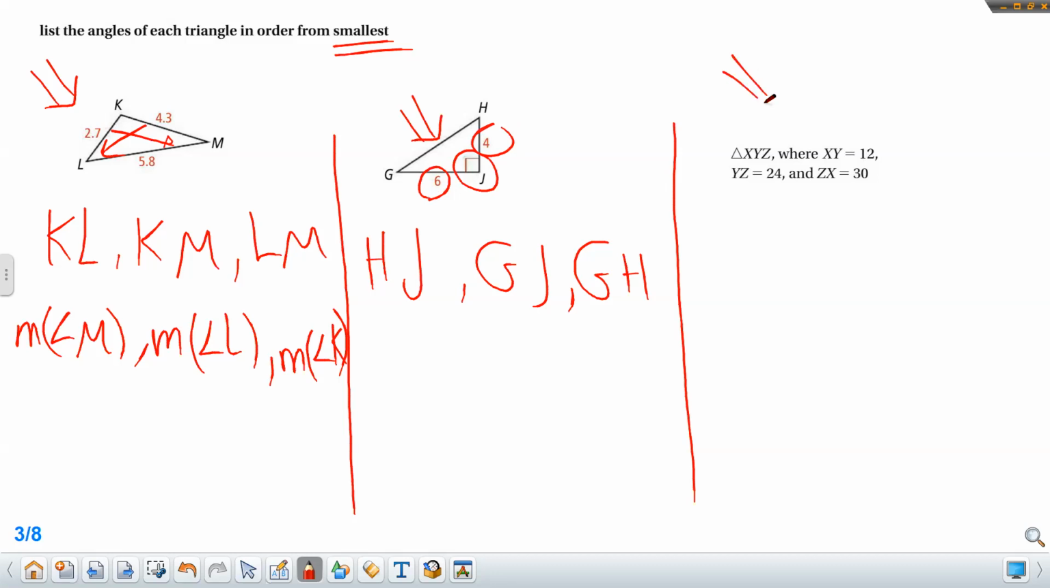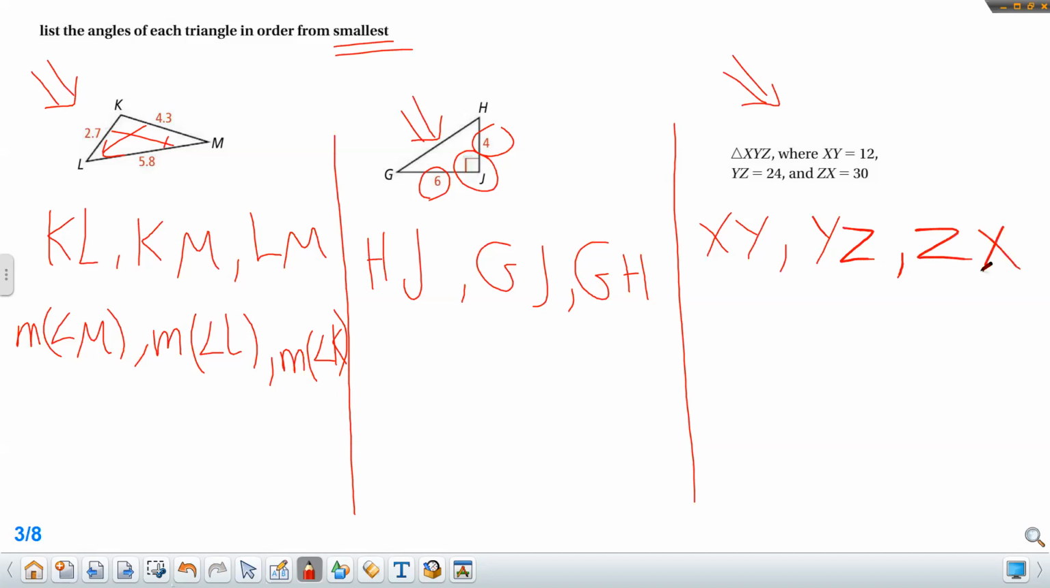The third one, triangle XYZ: XY equals 12, YZ equals 24, ZX equals 30. Okay, first arrange the sides from the smallest, so I will start with XY, then YZ, then ZX. Then what about the opposite angles of these sides? XY is opposite to measure angle? Yes, Z. Then YZ is opposite to measure angle? X. But ZX is opposite to angle?